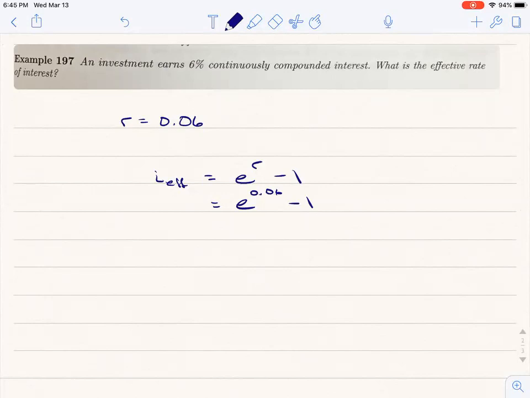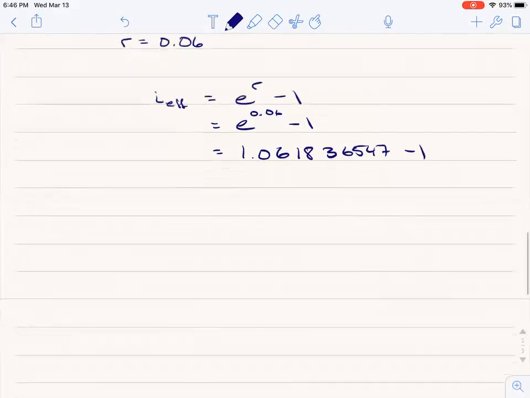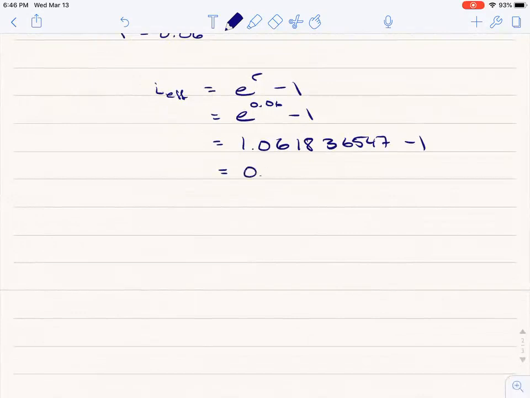So to take e to the power of something on your calculator, you have to have the power, so 0.06 on the screen, and then the second ln button, which has the e to the x above. And so you're going to get, or just make sure that you get 1.061836547 minus 1, which is just 0.061836547.